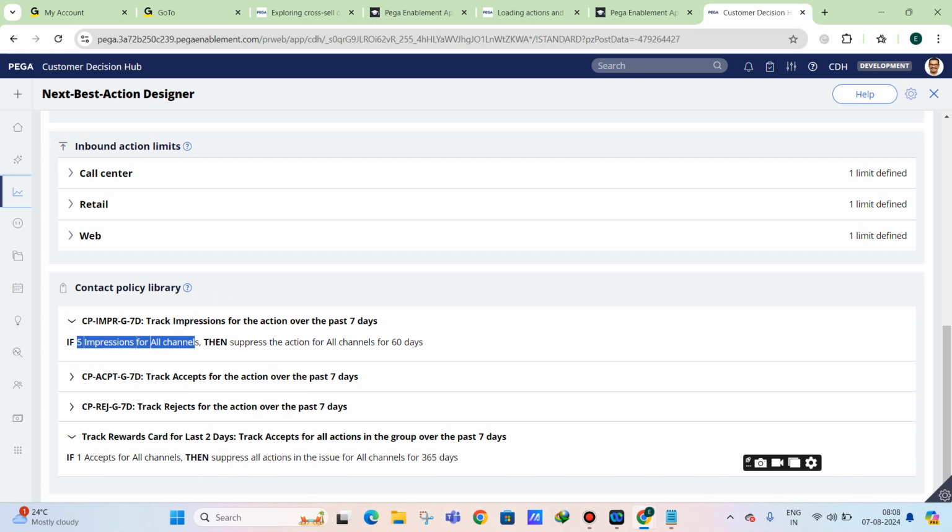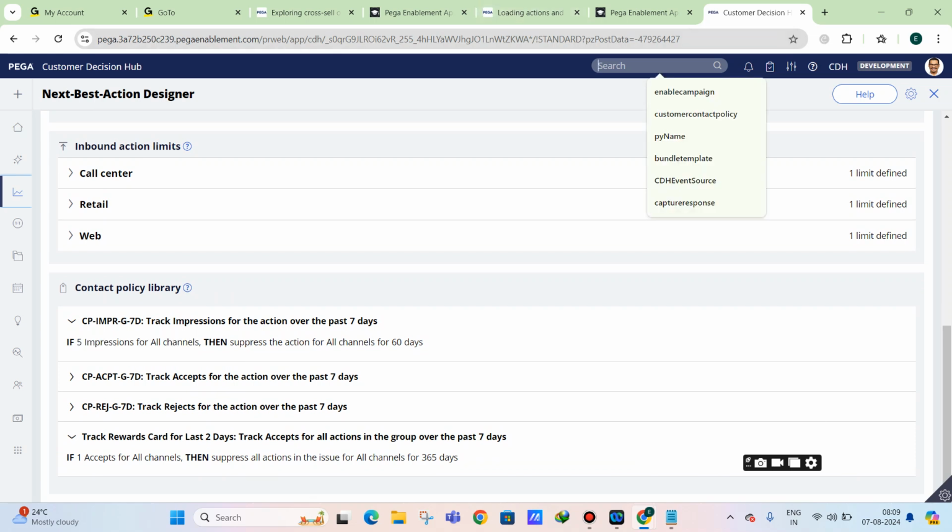Okay, got it. So both of them are separate. Yeah. Ravi, this contact suppressions or contact policies, in the back end what rules are involved when we create the suppression rules?